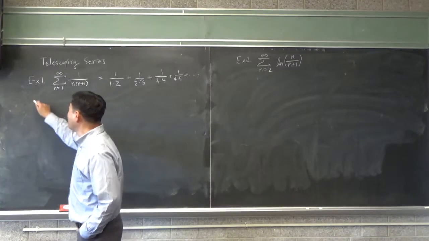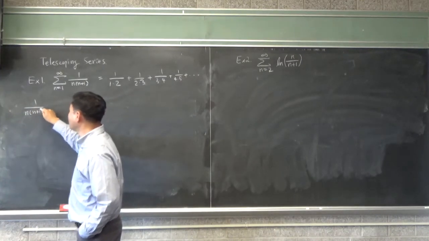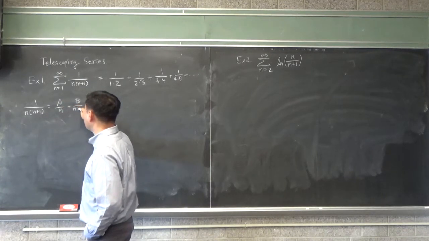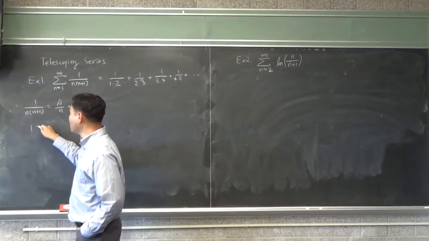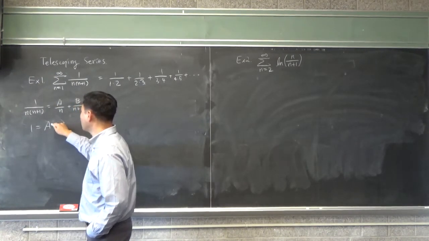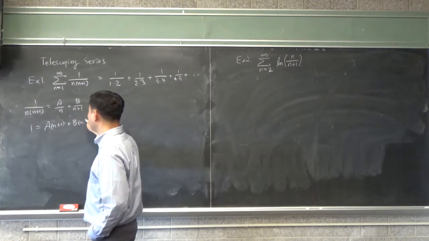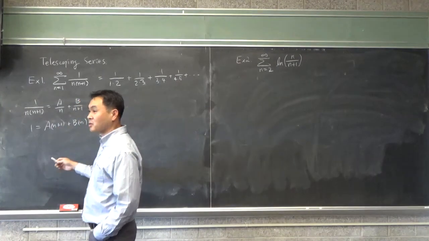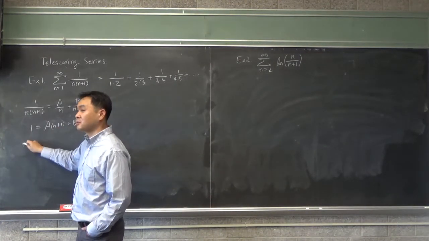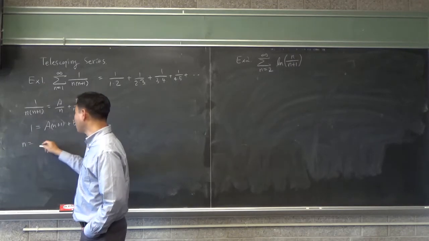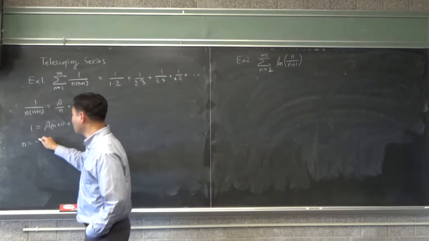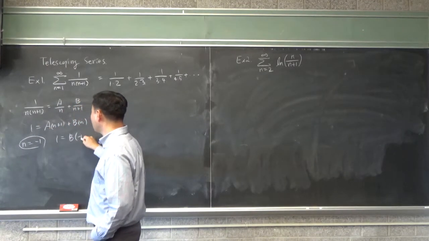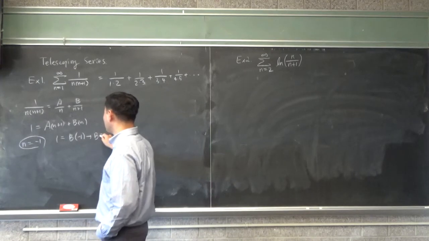You break up 1 over n times n plus 1 as a over n plus b over n plus 1. Multiply, so you get 1 equals a times n plus 1, plus b times n. Right? You multiply this to the right side, and this is what you get. Now what do you do? Plug in negative 1. Sorry, negative 1. You plug in negative 1 so that this becomes 0, and you get 1 equals b times negative 1, so that b is equal to negative 1.